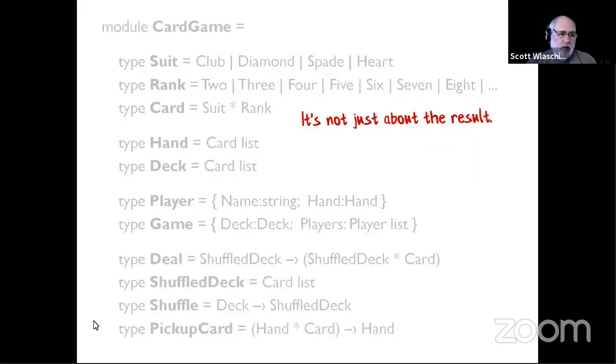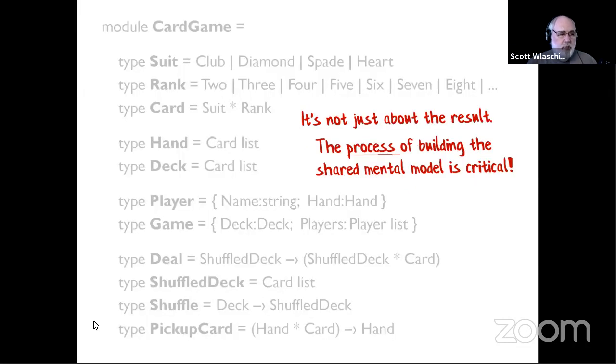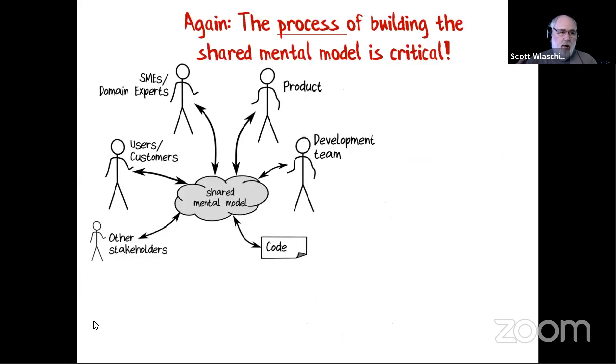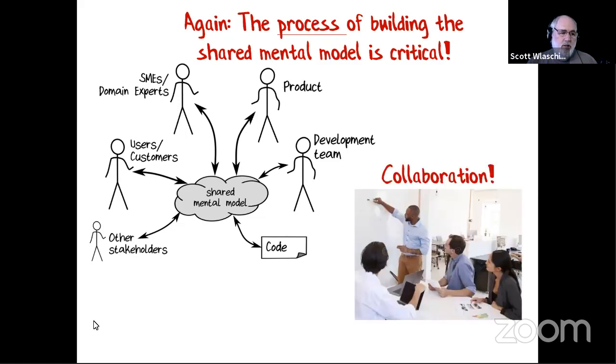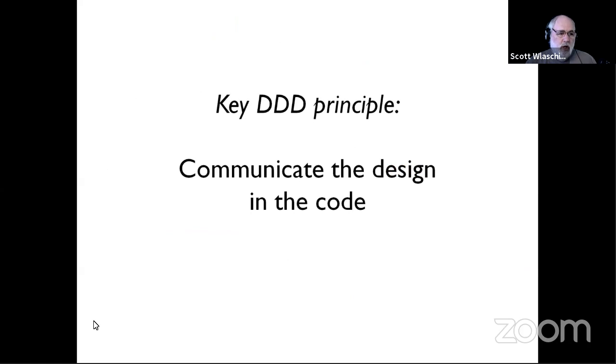So again, it's not just about the result. It's about the process of getting everyone on the same page, the process of building a shared mental model, the process of building shared vocabulary. This is not about creating the document. The process is what's important. Collaboration is the important goal here. So communicating the design in the code is a key domain-driven design principle.